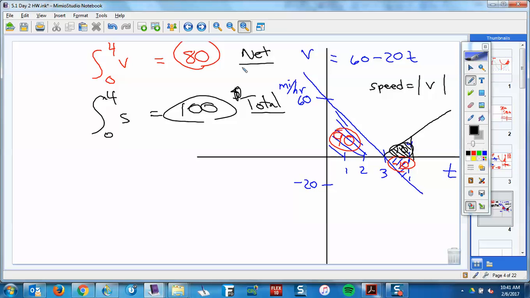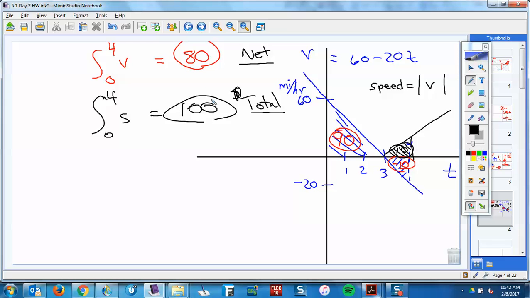Okay? All right. And then D says, what's the average speed between 0 and 4? You guys can tell me, what's the average speed? 100 divided by 4, 25. He went 100 miles in 4 hours, 25 miles per hour. What's the average velocity? Part B. Isn't it just going to be this divided by 4?